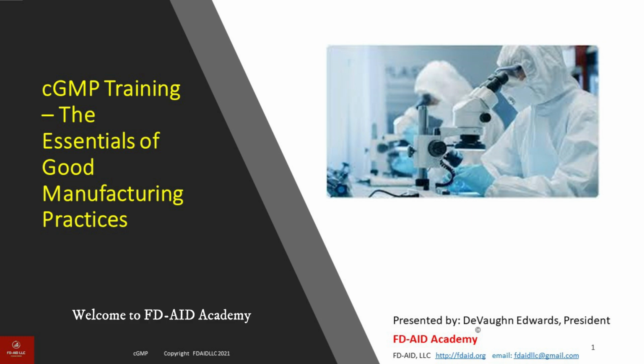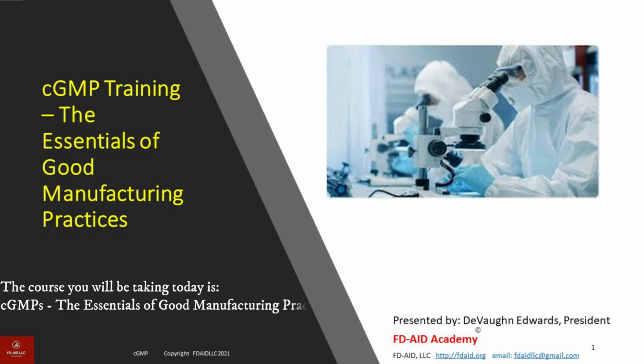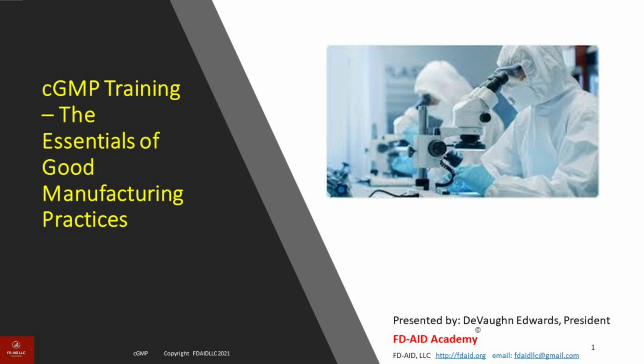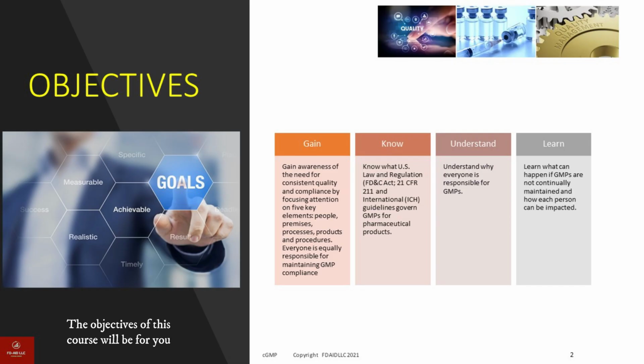Welcome to FDA Academy. The course you will be taking today is CGMPs, the essentials of good manufacturing practices. The objectives of this course will be for you to gain awareness with the need for consistent quality and consistent compliance with drug regulations. We will focus attention on 5 key elements: people, premises, processes, products, and procedures.